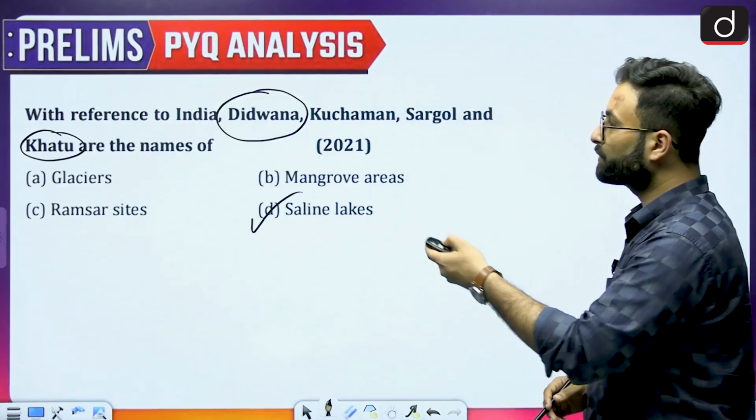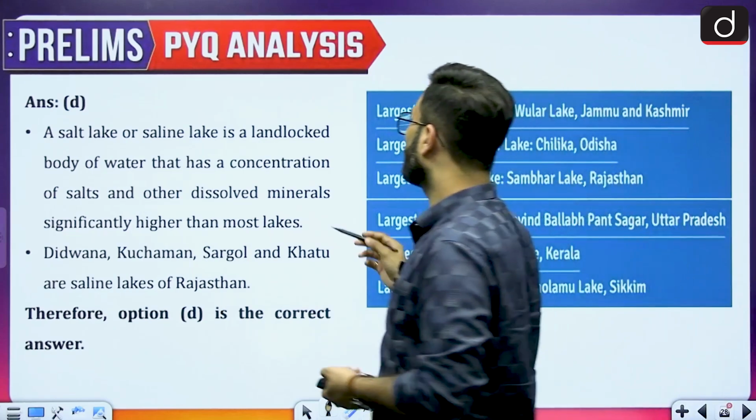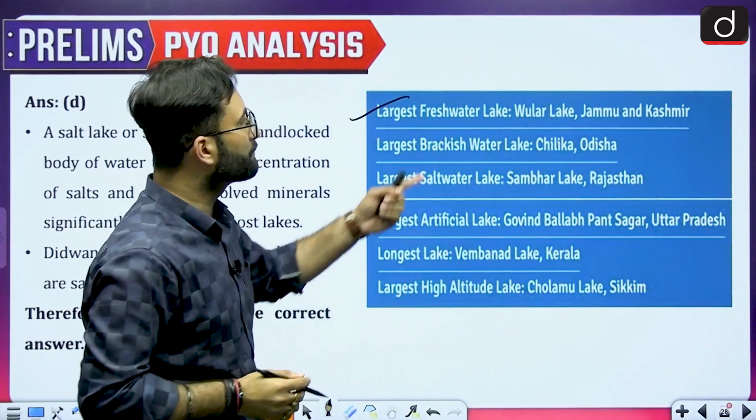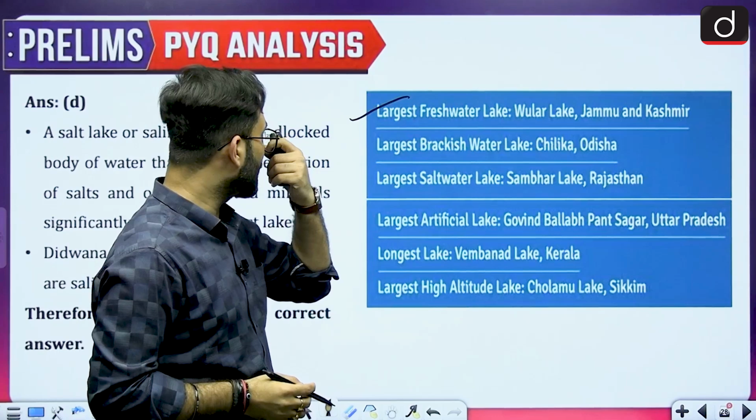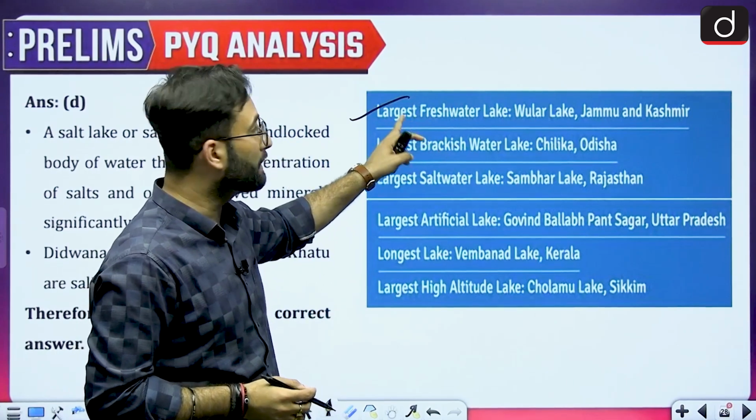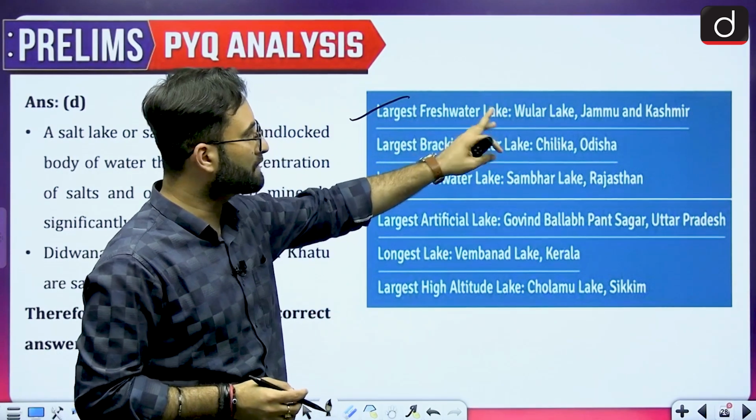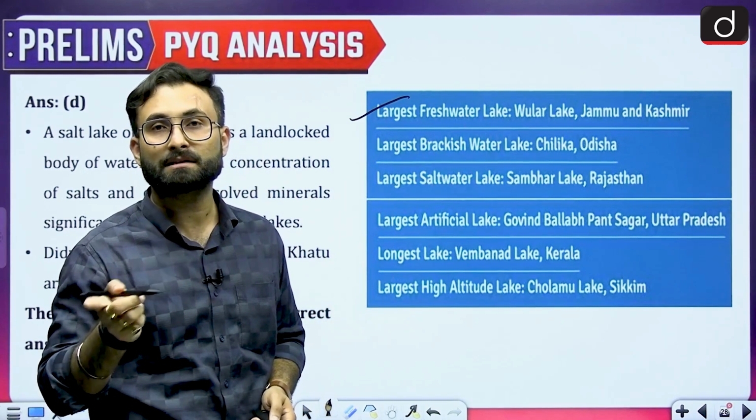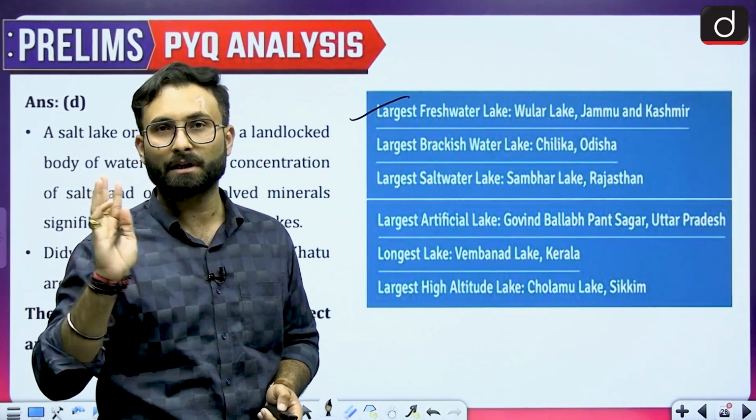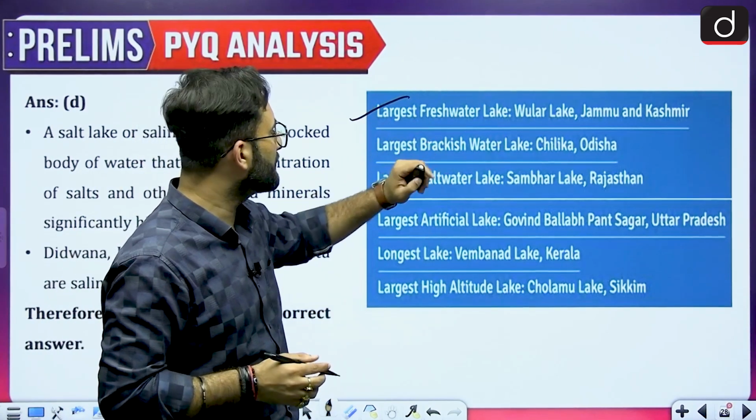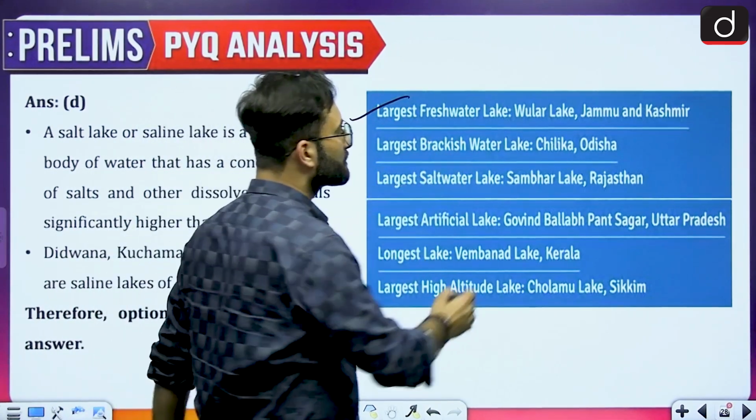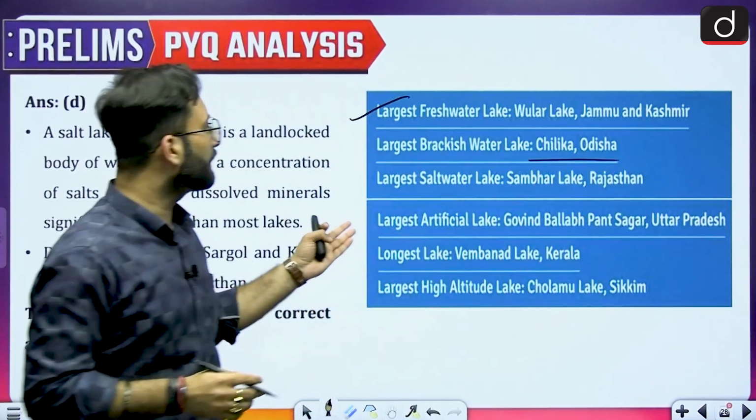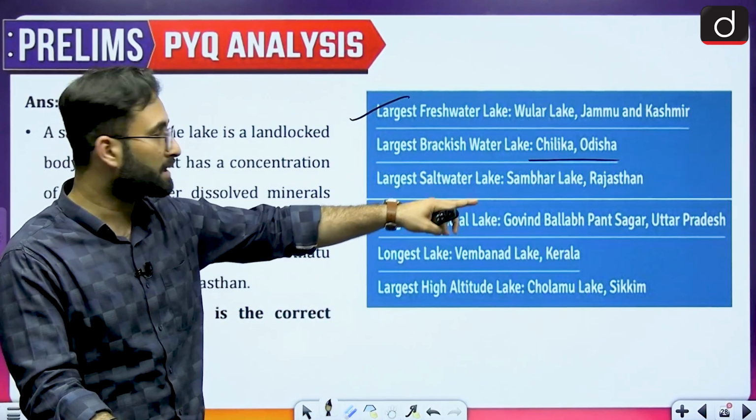I have already talked about this. Here you can see, when we talk about the lakes, the largest freshwater lake is Vular lake in Jammu Kashmir. We are talking about India over here. In India, the largest freshwater lake is Vular lake. When we were talking about Vular Lake, I said that it is the second largest lake of Asia. First you have to tell me in the comment box. In India, the largest brackish water lake is Chilika Lake. Then the largest saltwater lake is Sambhar Lake in Rajasthan.